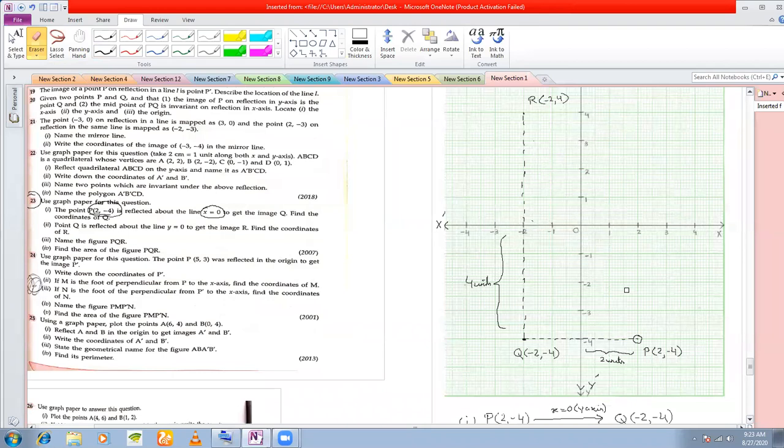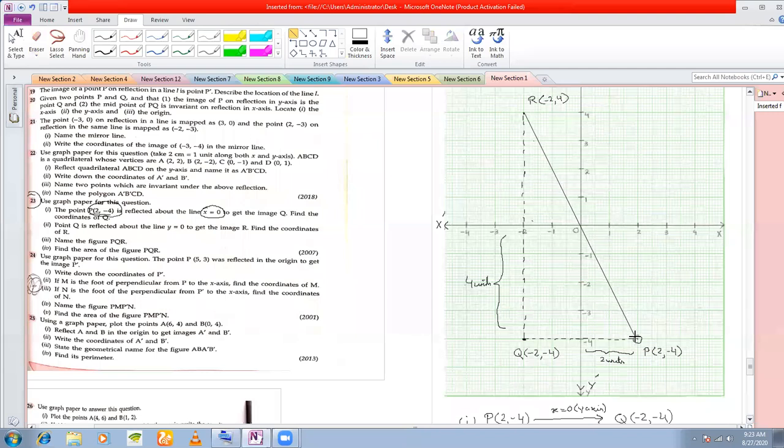Next question is, name the figure PQR. What kind of a question is this? Name the figure PQR. Has to be a triangle. Let's see, maybe some special kind of triangle. So what you do here is, we have PQR. PQ and QR we have already joined with the help of dotted lines. Only P and R is left to join. So let us join P and R.